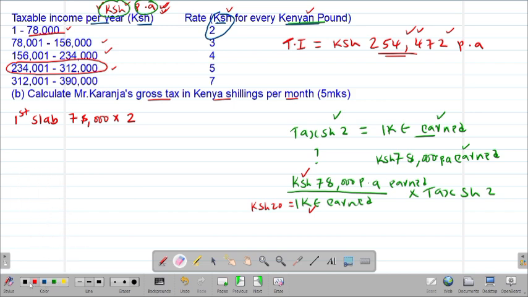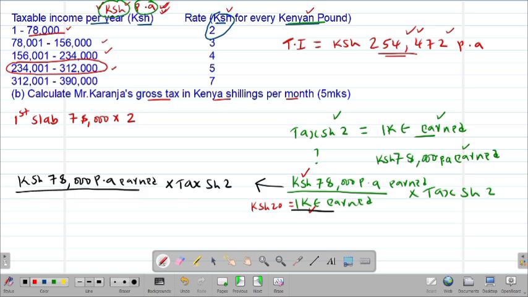Therefore, in our equation, this can be rewritten as Kenya shillings 78,000 per annum, which was money being earned, multiplied by the tax of 2 shillings, then divided by 1 Kenyan pound. But we know that 1 Kenyan pound is equivalent to 20 Kenya shillings, so I can divide by 20 Kenya shillings. I'm changing this into Kenya shillings so that the shillings can cancel out. Of course, shillings cannot cancel with pounds. So clearly, the Kenya shillings will cancel out. In this question, you multiply by 2, then divide by 20, and the answer must be in Kenya shillings per annum.